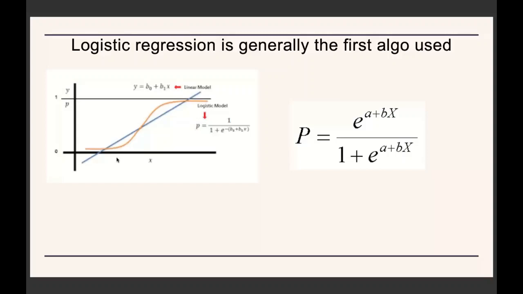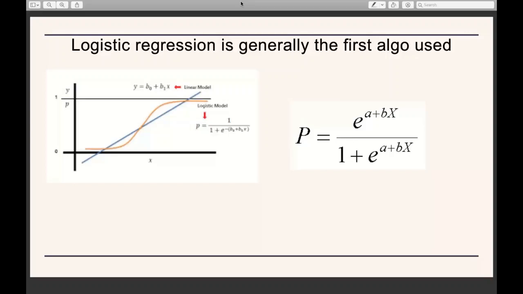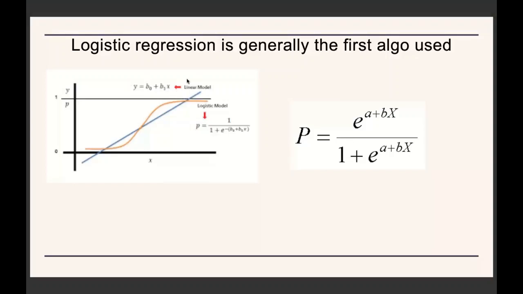It is one of the simpler algorithms, and it is generally the very first algorithm which we test. You can see on the screen the equation of a logistic regression model. The difference between a linear regression and a logistic model is this: this is the equation of a linear model, y = mx + c, and this is the equation of a logistic model, where the probability score is 1 over 1 plus e to the power minus (b0 + b1x). So basically a linear model has been converted to a logistic model.